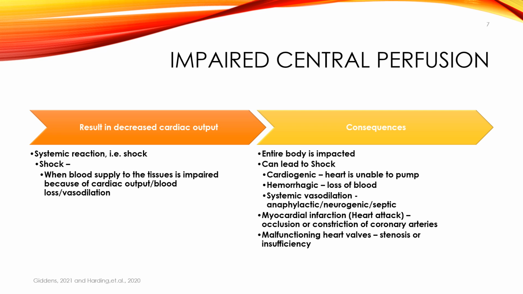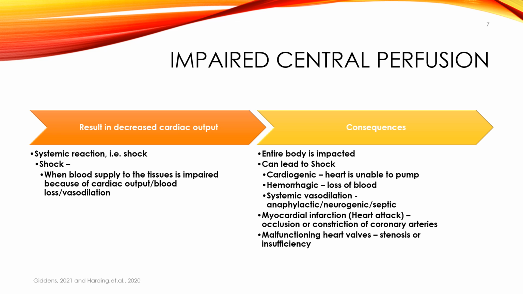So when we look at impaired central perfusion, this occurs because of a decrease in that cardiac output that I talked about previously. So when that blood supply to the tissues is impaired because of cardiac output, blood loss, or vasodilation, any three of those things, then we can have consequences. All right, so those consequences then can impact the entire body.